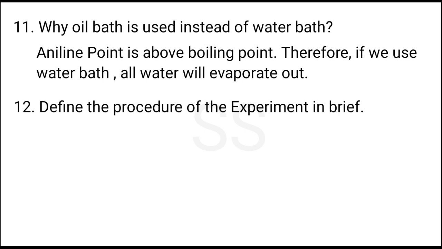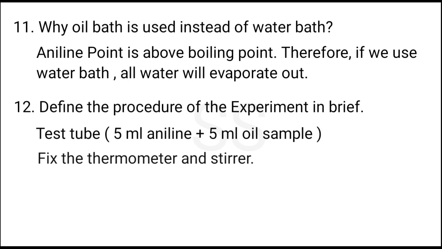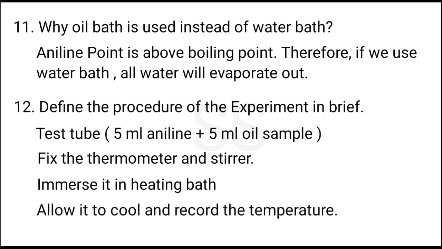Define the procedure of the experiment in brief. First, we take dried and clean test tube and add 5 milliliters of pure aniline and 5 milliliters of oil sample in it. Then we fix the thermometer and stir. Aniline and sample mixture is stirred to get homogeneous solution. If miscibility is not completed at room temperature, then we immerse it in heating bath and heat till the thermometer bulb is visible. Then we allow the sample to cool and record the temperature at which two phases separate out as aniline point of sample.